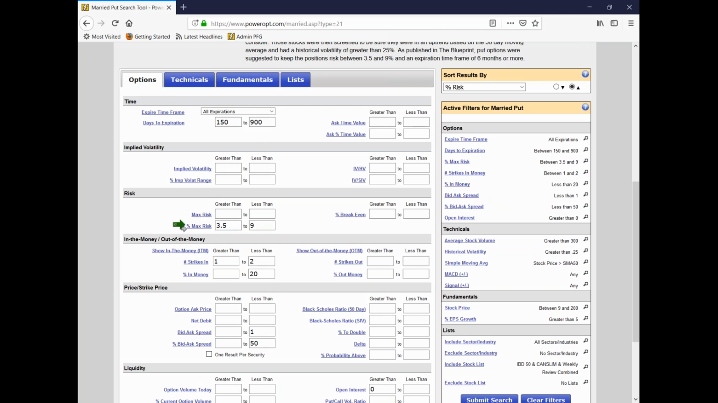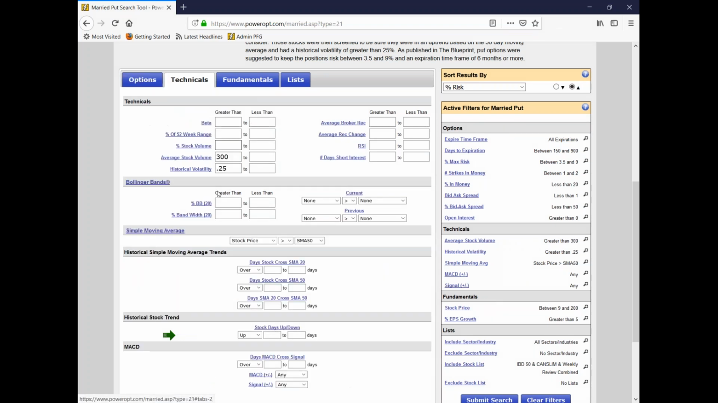I want to control that risk to be between 3.5% to 9%. I don't want to go too deep in the money. That was described in the last webinar. I want a reasonable bid-ask spread. I don't want something too wide. But at the same time, I'm going to look for something that has a little bit of volatility, decent average stock volume, and I want to see stocks that are trading in an uptrend.